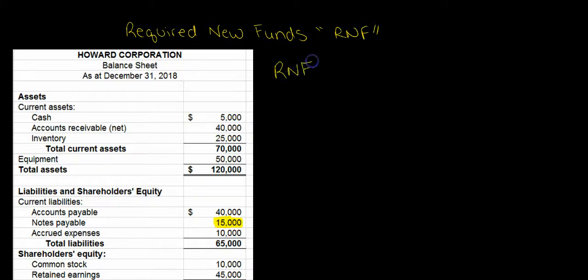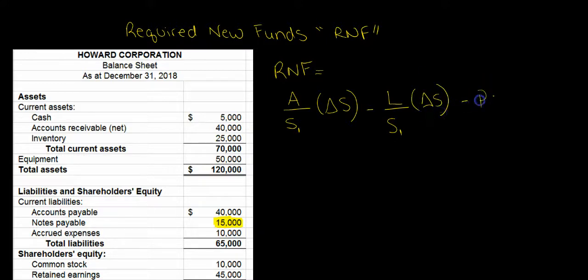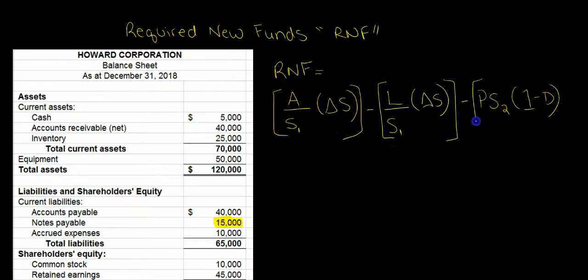So it's just called the percentage of sales technique. So RNF equals A over S1, and I'll define what these are in a bit. And then you multiply that by the change in sales, and then minus L over S1. And again, multiply that by the change in sales, and then minus P S2, 1 minus D. Okay, so think of this as one part of the formula, and then this as the second part of the formula, and then this as the third part of the formula.